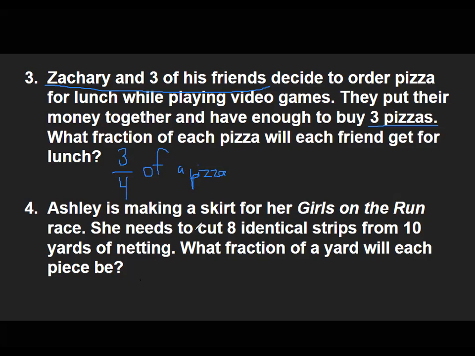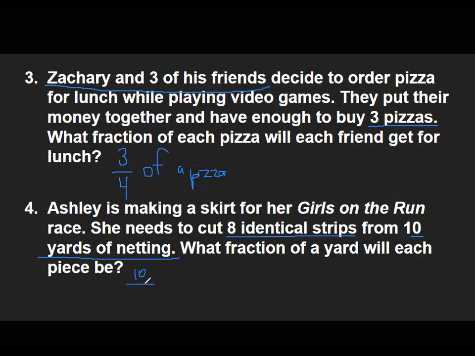In question 4, Ashley is making a shirt for her Girls on the Run race. She needs to cut 8 identical strips from 10 yards of netting. What fraction of a yard will each piece be? So looking at our questions, what is being shared? Well, looking back at this problem, she's using 10 yards of netting for all of these shirts. So 10 is going to have to be our numerator. That is what is being shared, the 10 yards of netting.